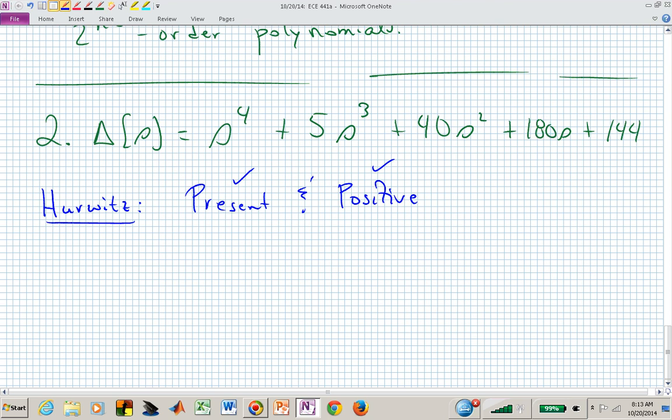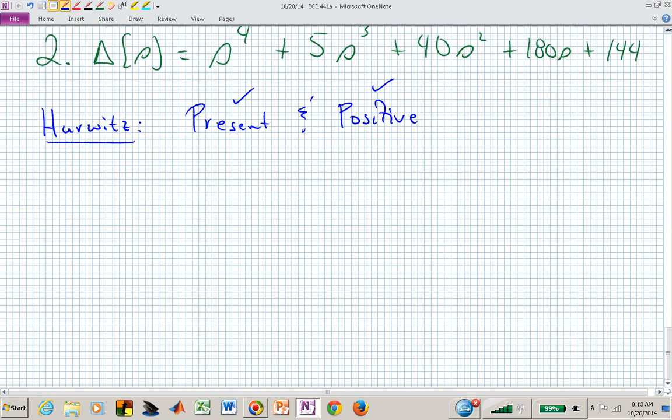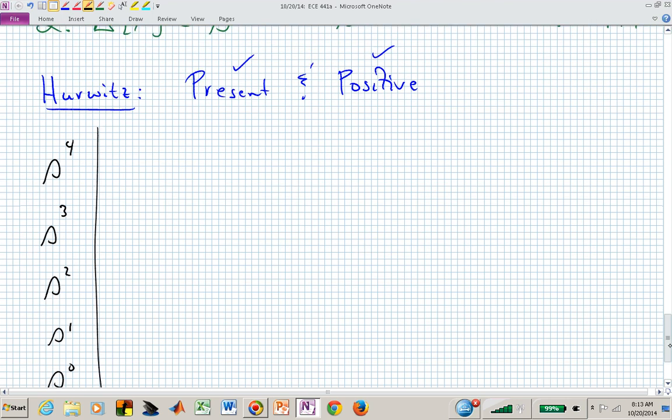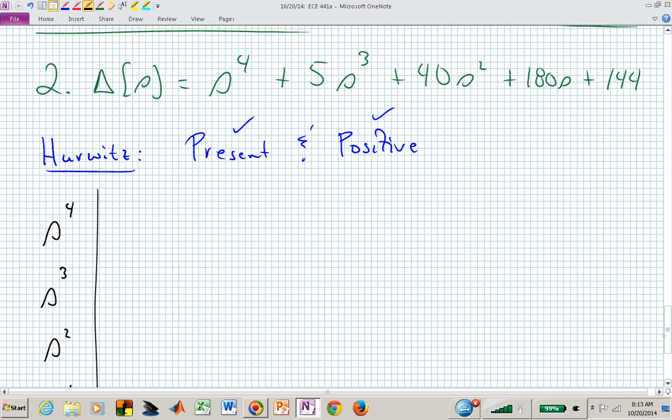Let's now build the Routh array. If we do our bookkeeping, we now have an s to the fourth, s cubed, s squared, s1, and an s to the 0. We can populate the first two rows directly from those coefficients in our polynomial. Can you do that? And if you do, what's in the top row?